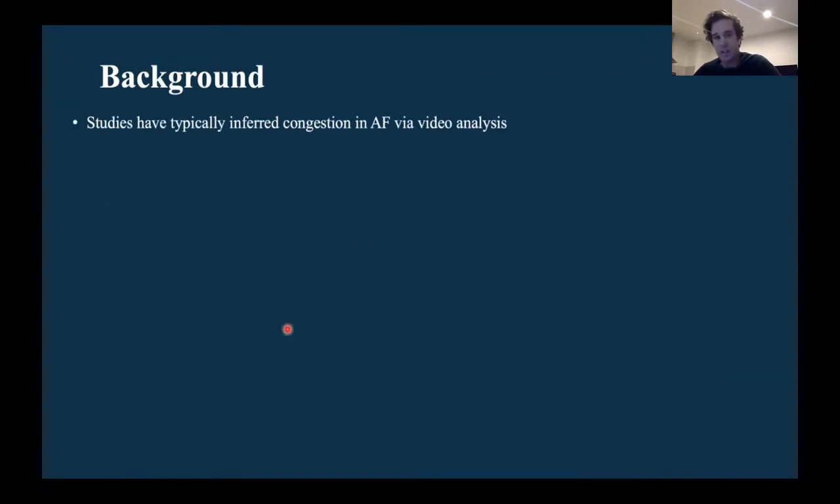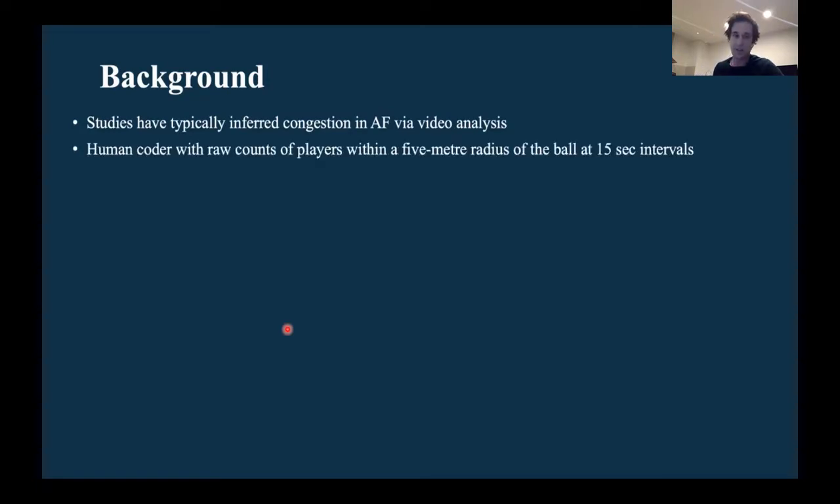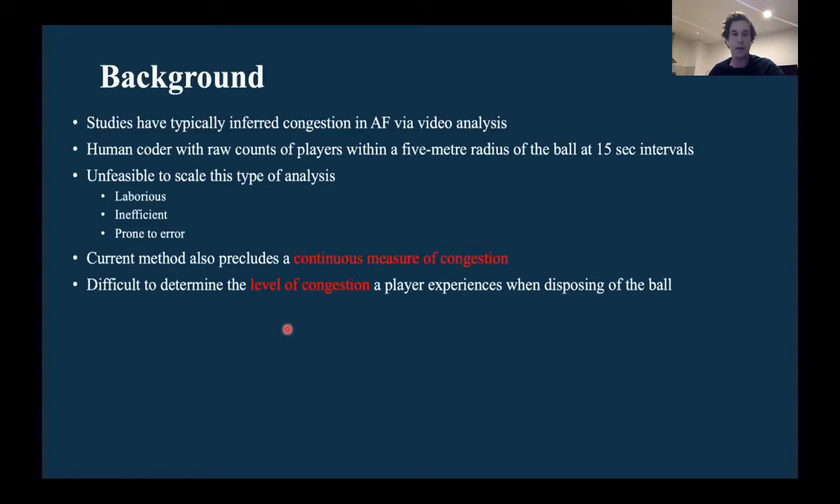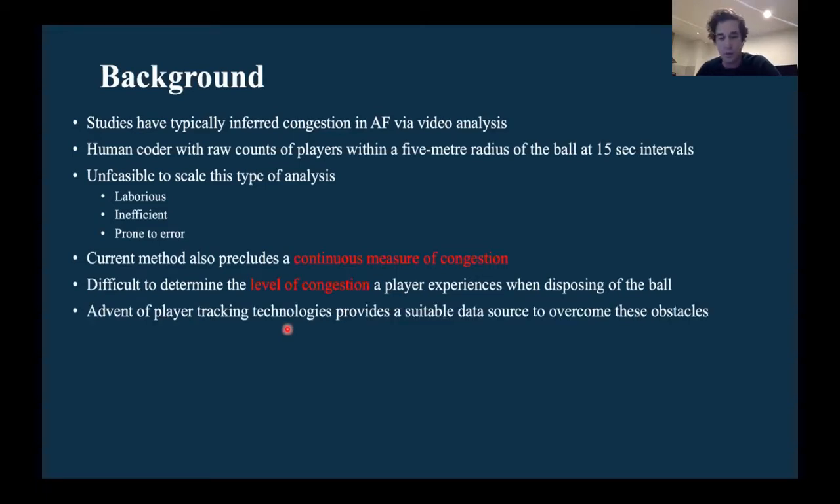So to determine congestion in Australian football is typically done by video analysis. So this is pretty basic, just involves a human coder that counts the raw count of players within a 5-meter radius at 15-second intervals. So it's really unfeasible to scale this type of analysis because it's laborious, inefficient, and prone to error. It also precludes a continuous measure of congestion because you're only taking 15-second intervals. And it's also difficult to determine the level of congestion a player experiences when he's passing or disposing of the ball. So not to be too critical of this research, they were just really constrained by the technology they had.